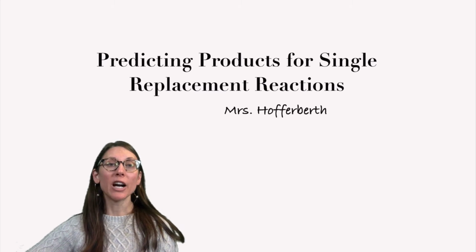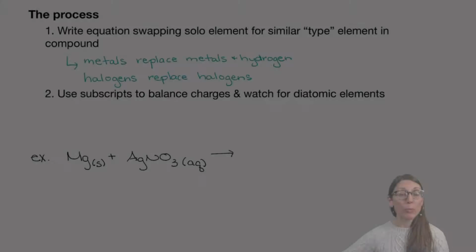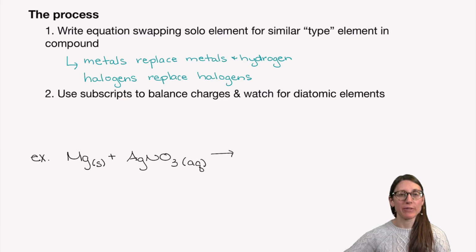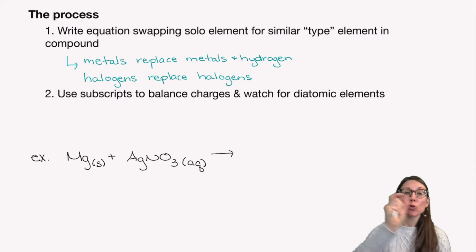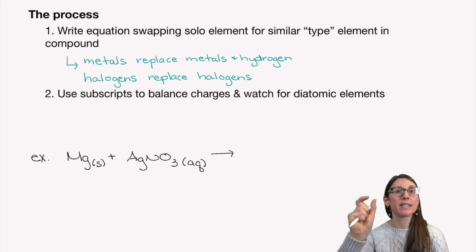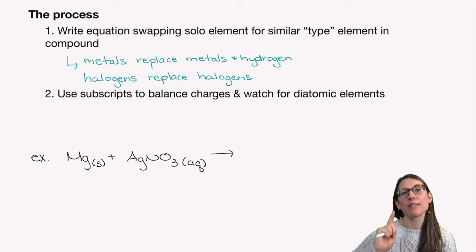Welcome back. Let's talk about how we predict the products from a single replacement reaction. When we're predicting the product for a single replacement reaction, remember what we're doing is we're taking the element that's by itself and it's trading places with one of the elements that's in the compound. And it's going to swap places with the element of similar type.